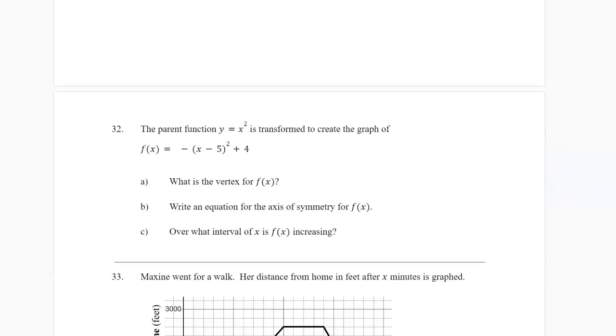For 32, the parent function is transformed. What is the vertex of the new function? What is an equation for the axis of symmetry? And over what interval of x is f of x increasing?